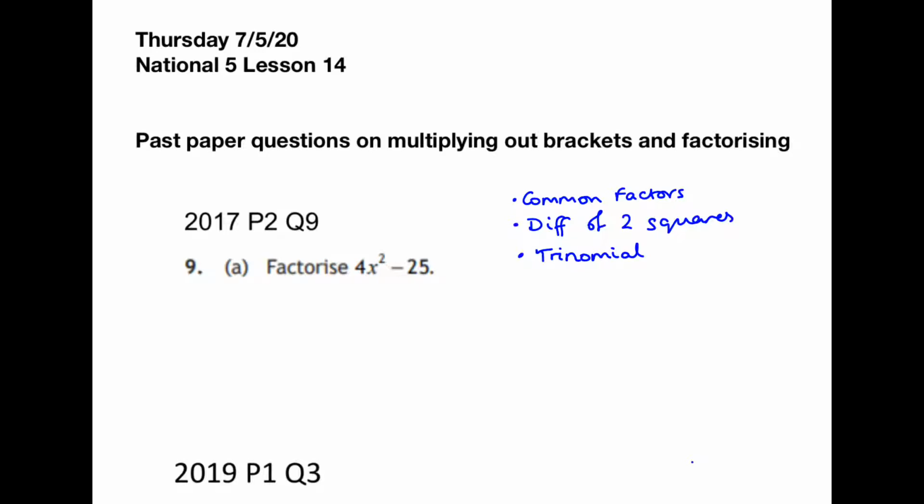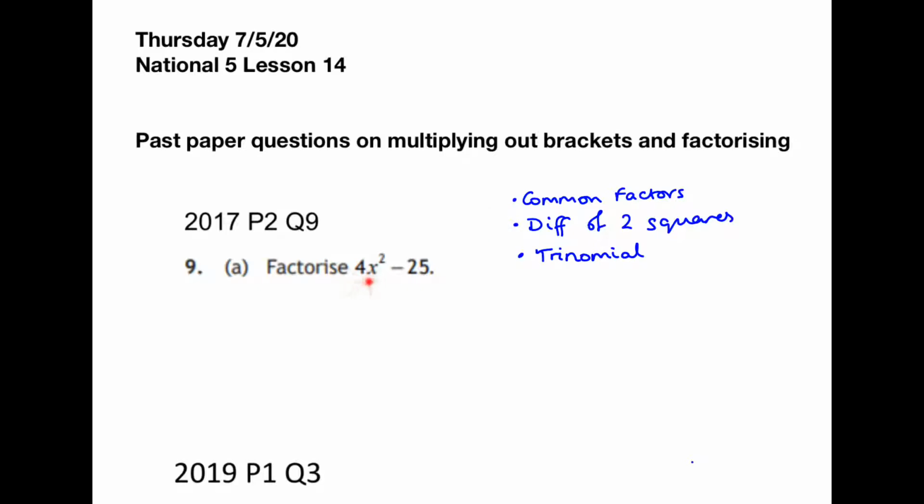Look at the numbers first. We've got 4 and 25. There are not any common factors that would be any use to us there, so we don't need to worry about common factors in the numbers. And in the letters, there is x squared in the first term, but there's no x's here, so we've no common factors there. So next we move on and look to see if we've got a difference of 2 squares.